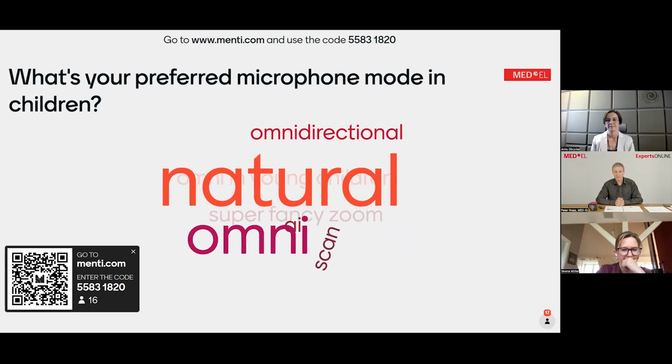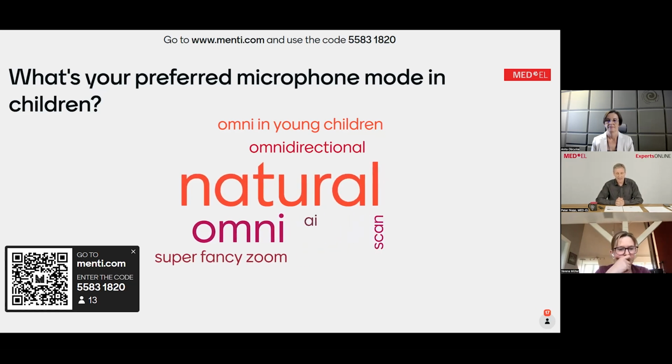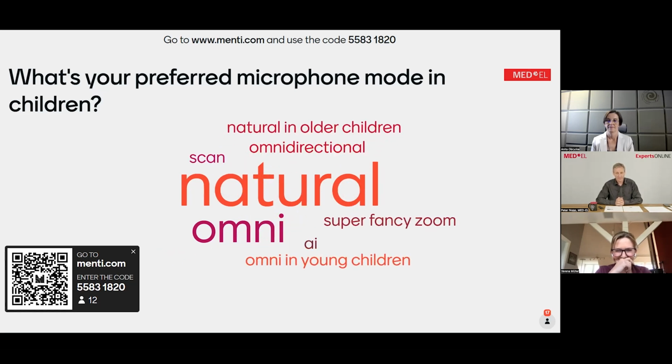That's the same thing. So omni and omnidirectional go together and are probably on par with natural. If we take omni in young children, omnidirectional and omni together, that's maybe the same share as for natural. And then we have a few AI users, a few scan users, and a few super fancy Zoom users, although I don't know where we are now in terms of super fancy Zoom.